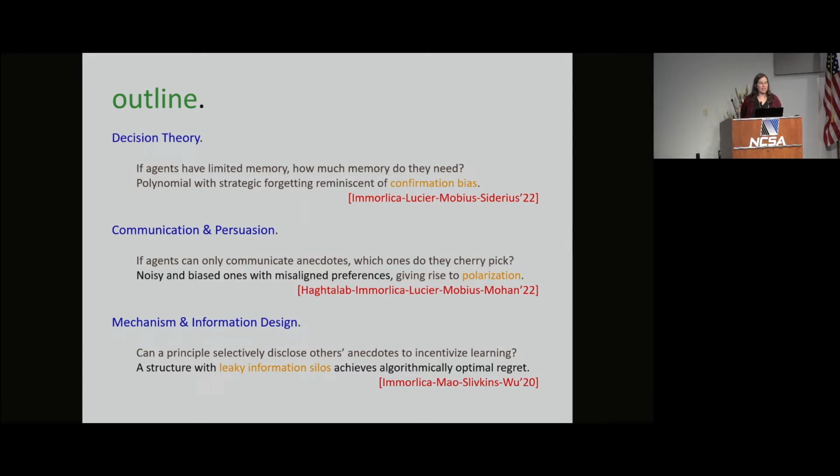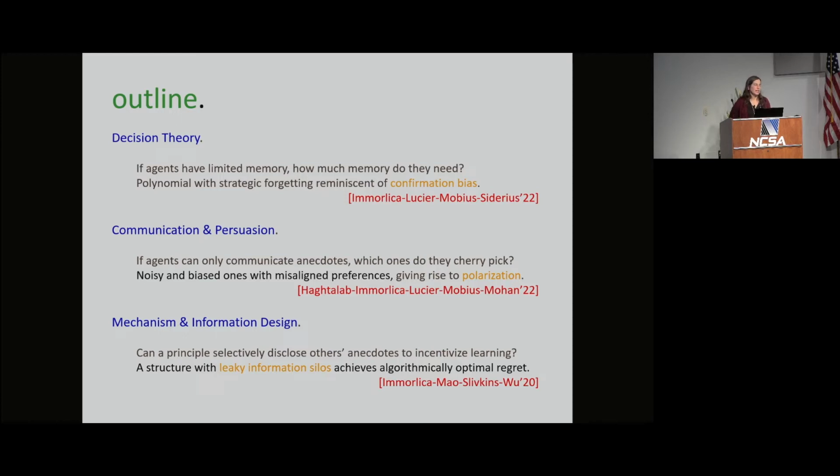In this paper, we ask: if agents have limited memory, and they take actions on the basis of what they can figure out about the state of the world given their limited memory, then how much memory do they need to be pretty accurate in what they believe about the world? What we'll see is that you only need logarithmic memory if you can strategically forget certain stories.